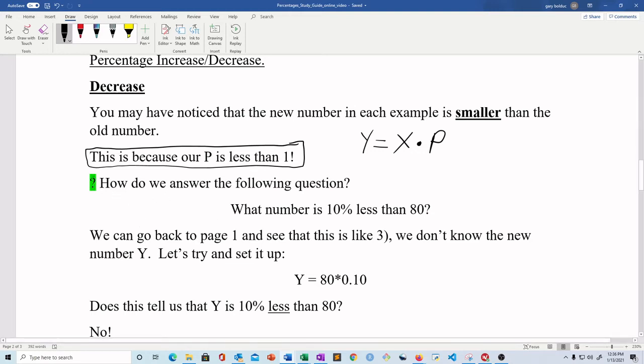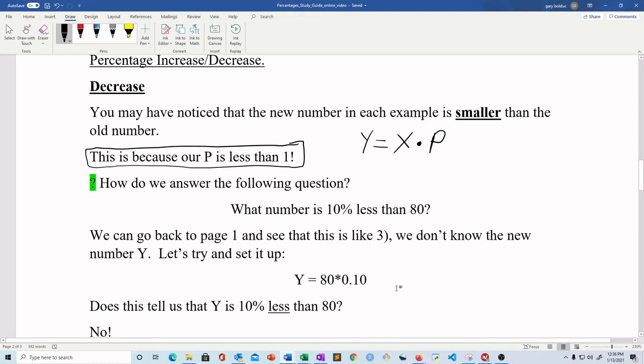What's new? Well, in order to understand it, let's try this question. Before you read any more, stop with this green question mark. Probably should have made it red, right? Stop with the green question mark and try to answer the question that comes next. What number is 10% less than 80?